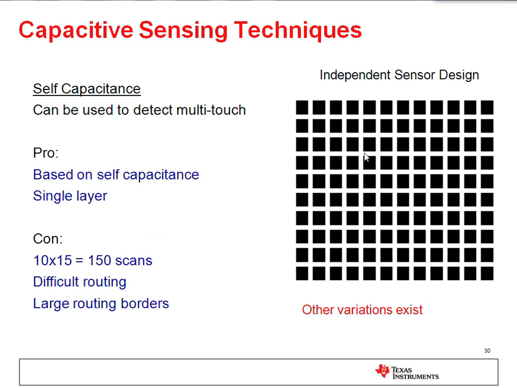So when you do independent sensors, you have mutual capacitance leveraged over here, and you look for the interaction. So now, instead of just 10 by 15 with 25 scans, we actually have 150 scans. This becomes a little bit more difficult in terms of routing, because you're making a more complicated system, but overall, it allows you to have the refinement that you're looking for in multi-touch systems.